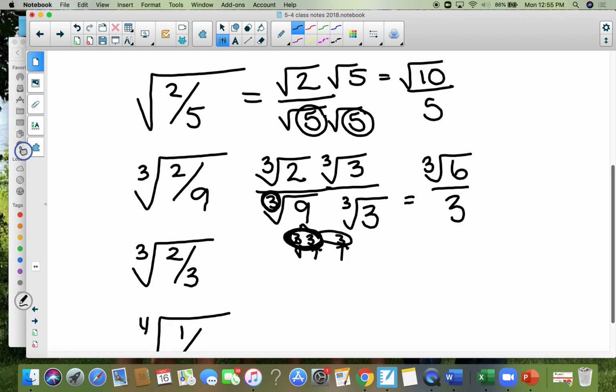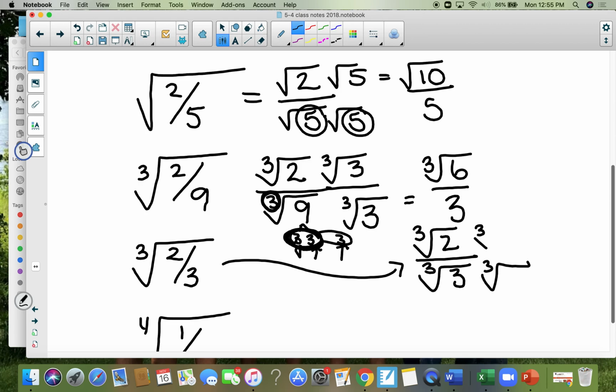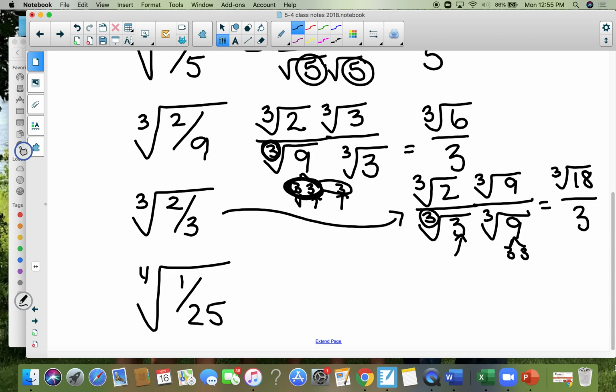For the next one, I'll put it over here. It's the cube root of 2 over the cube root of 3. And I need to multiply the top and the bottom by the cube root of what? Okay, let's look. We need 3 of something, but we only have 1 3. I need to multiply the top and the bottom by 9. That gives me 2 more 3's, which would give me a 3 as a flat answer. And the top would just be the cube root of 18. It's a process of elimination, how many you have and how many you need.